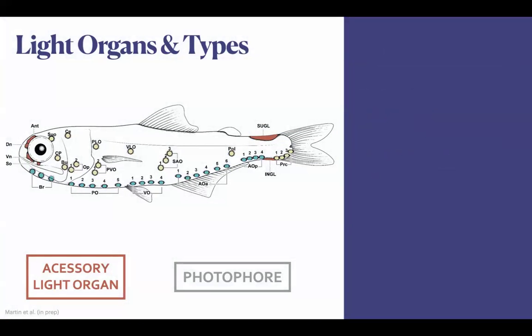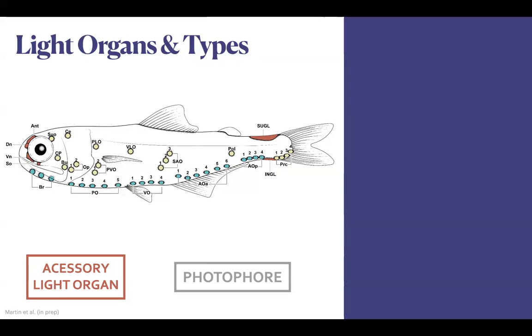And so to move into the work that I did at the American Museum of Natural History, it was to better understand how light organs work and have evolved within lanternfishes. Because this is clearly a very important trait within this group. And so what I want to point out to you is we're going to go a little bit more in depth into the two different types of light organs.